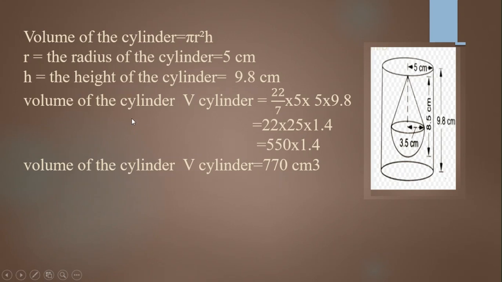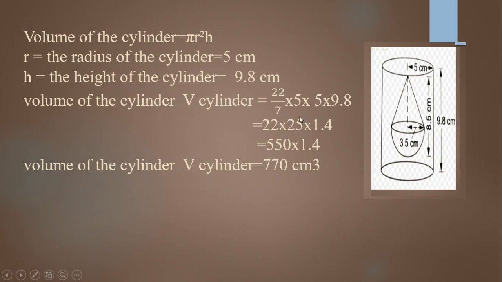So the volume of the cylinder we get by substituting all these values. Pi is 22 by 7, and r square means 5 into 5, then into 9.8. 9.8 is the height of the cylinder, which is given in the problem. After simplifying, we got the volume of the cylinder as 770 cubic centimeters.